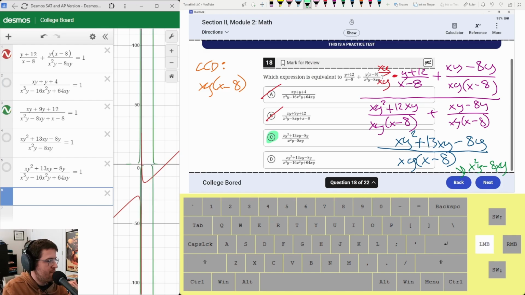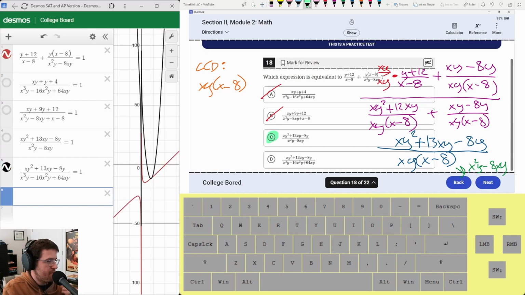Not the same graph. Okay, C. The purple perfectly replaces the red. That means they have infinitely many solutions, which means they're equivalent. C is probably the answer. Let's look at D. All right, D is no good. That's a totally different graph as well. So whether we use guess and check or we get a common denominator and do it by hand, we get the same answer, choice C.